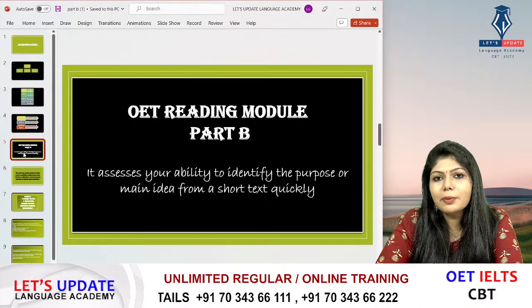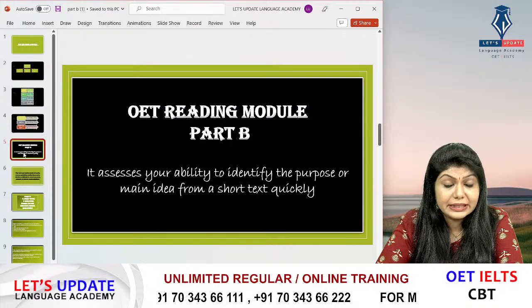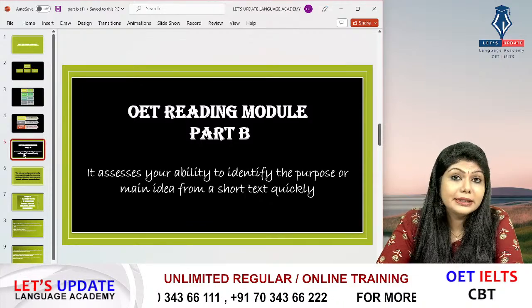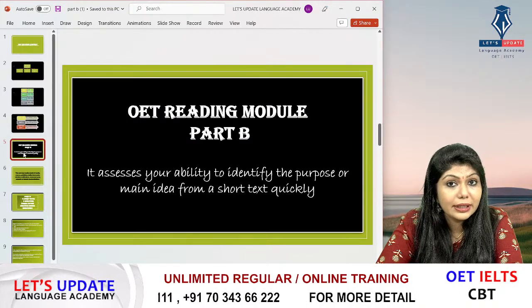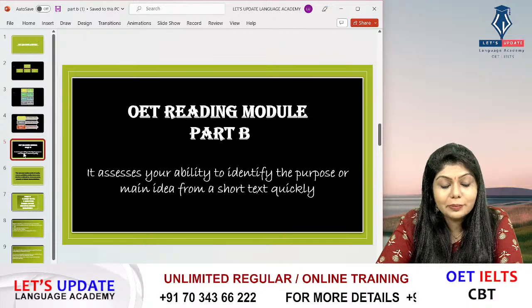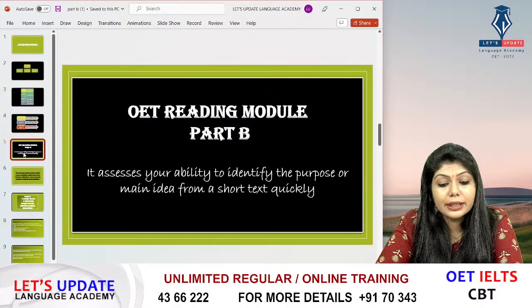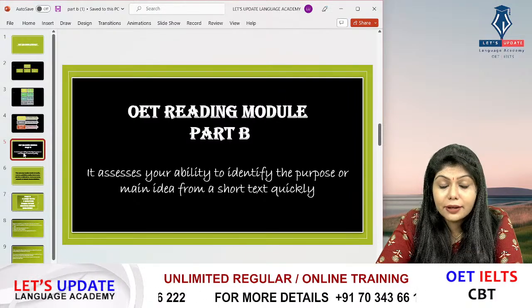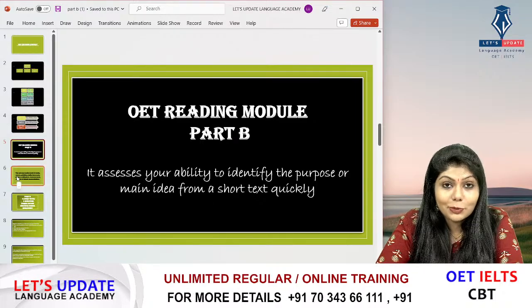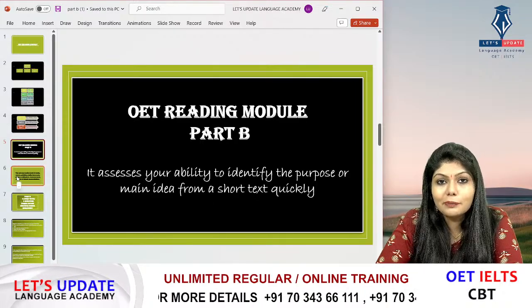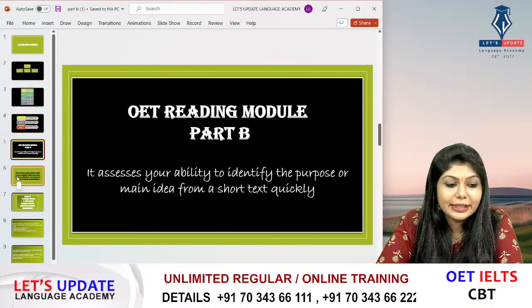What is part B about? It assesses your ability to identify the purpose or main idea from a short text very quickly, because you are not supposed to take more than 2 minutes to solve an answer for part B and part C, so you have to do it very quickly.